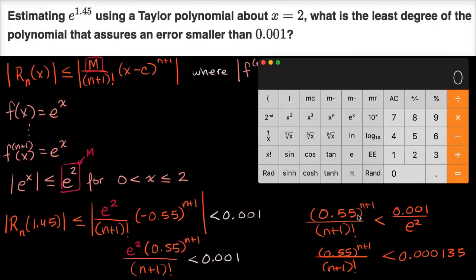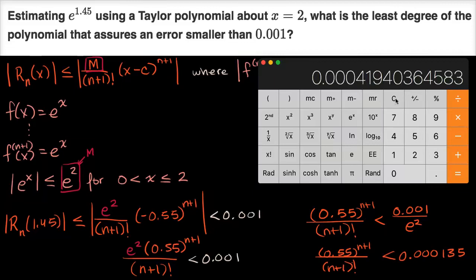So let's try n equals 4. If n equals 4, then it's going to be this to the 5th power divided by 5 factorial. So 0.55 to the 5th power is equal to, and then divided by 5 factorial, which is 120. Divided by 120 is equal to that. We're almost there with n equals 4. I'm guessing that n equals 5 will do the trick.